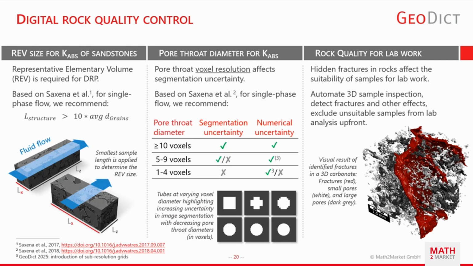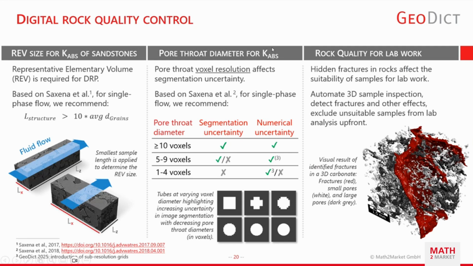Another topic is quality assurance. So how can we check that our DigiRock has a good quality for DigiRock analysis? So there's several measurements, for example, looking if your rock has a representative elementary volume. So how can we check if there's an REV size? There are some publications from Nishant Saxena from Shell, for example, where he recommends what the REV size is for a sandstone for absolute permeability determination. So that's something that we have in the software as a single-click feature in order to help you understand the quality of your rocks.